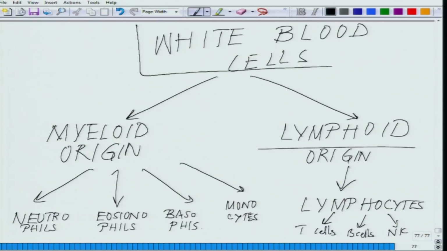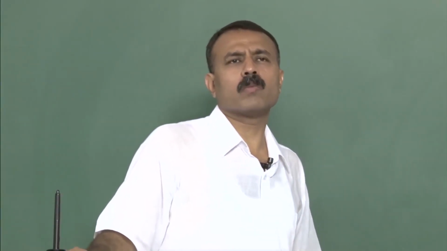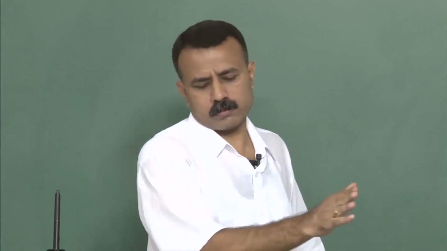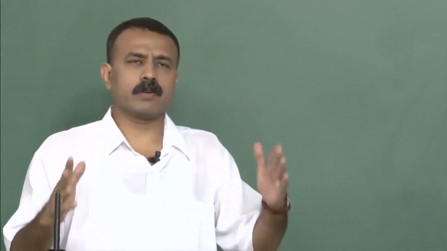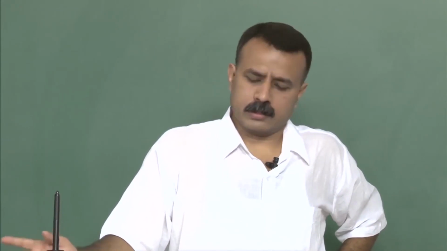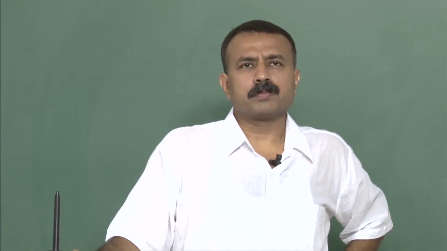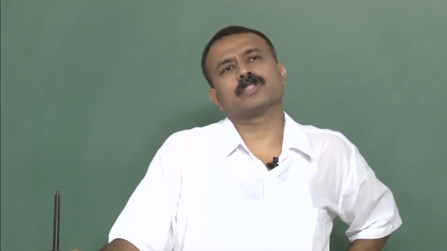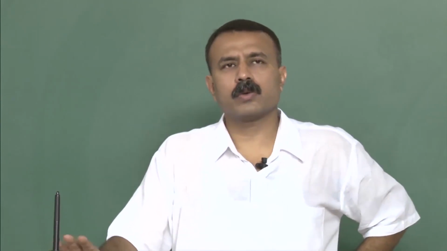Typically, if you take 1 microliter of blood sample, you get around 6,000, 7,000 odd white blood cells, which are distributed among these 5 different cell types: neutrophil, eosinophil, basophil, lymphocytes, and monocytes. Okay. So, what are the functions? First of all we will talk about the different functions and the different features of these white blood cells.